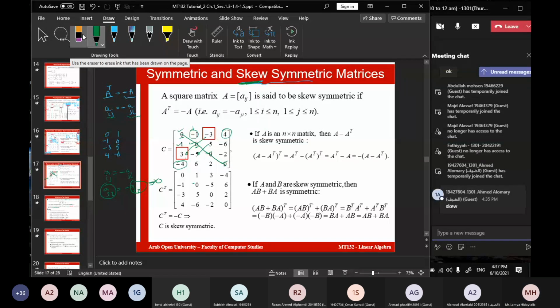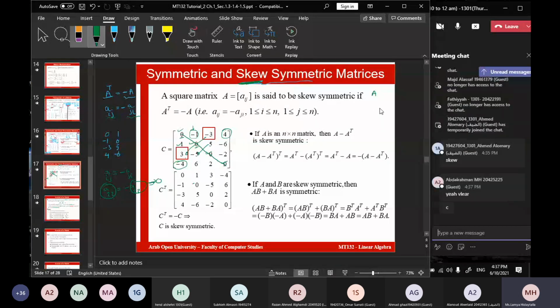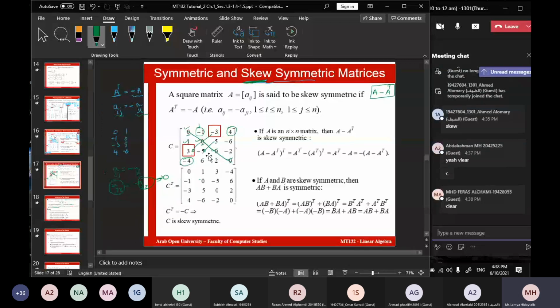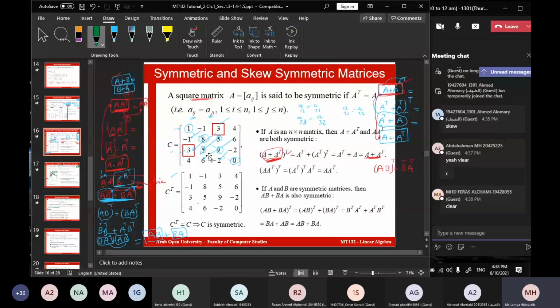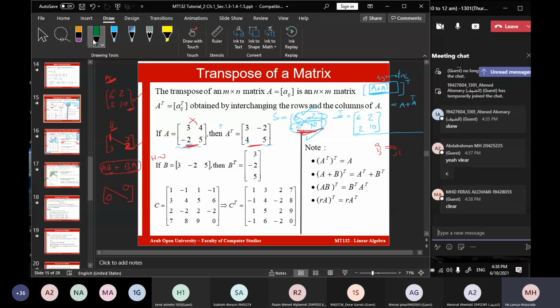Okay. Now, starting from a matrix A, can I easily get a skew symmetric matrix? Yes. Just find the transpose of this matrix and then subtract, A minus A transpose. You will find that the new one, it is what? It is skew symmetric. If you want to do an example, let's go back here.